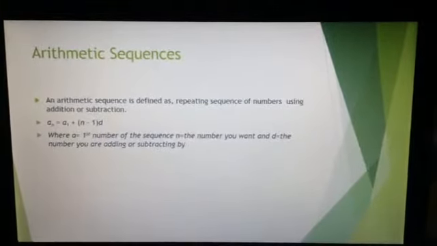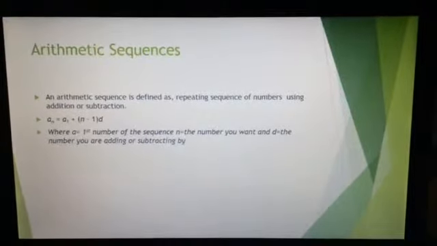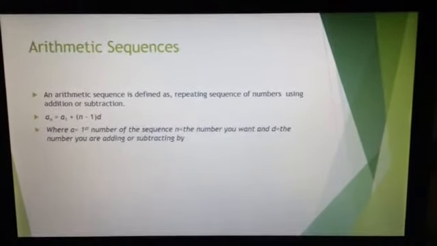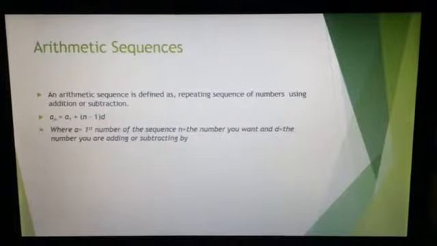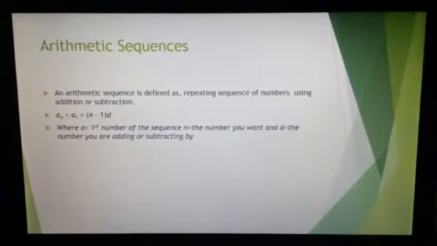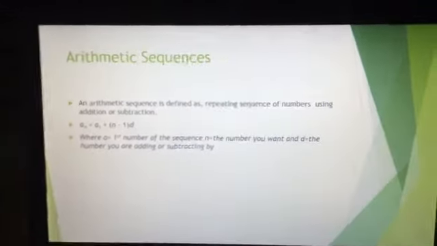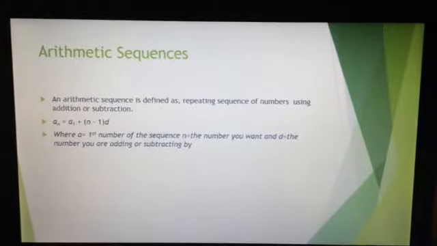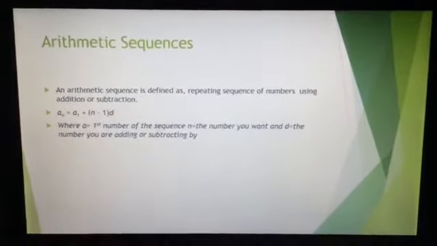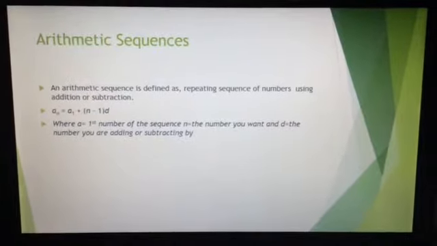So a_1 would be the first number of the sequence that you're given. n would be the number term that you would want to find in the sequence. So as you can see, it's here and here. And d would be the number you're adding or subtracting by in the sequence that you're given.